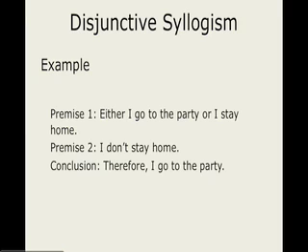An example of this is seen here. Premise 1, either I go to the party or I stay home. Premise 2, I don't stay home. So it's denying the second part of the first premise. Conclusion, therefore I go to the party.